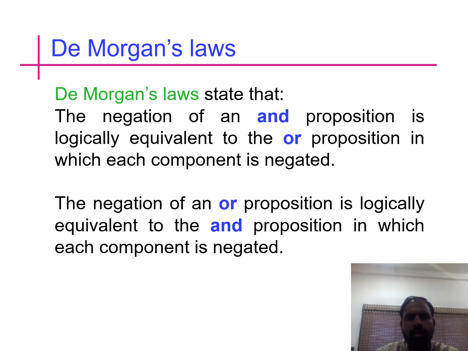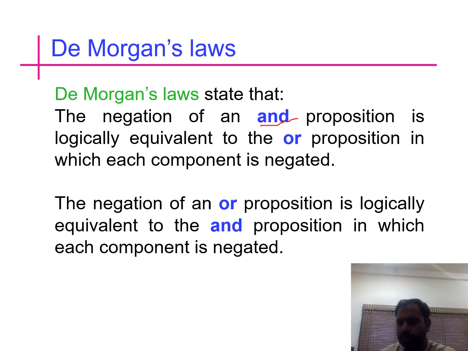Now we will discuss De Morgan's laws. De Morgan's laws state that the negation of an and proposition is logically equivalent to the or proposition in which each component is negated. Please read the statement carefully. The negation of an and proposition is logically equivalent to the or proposition in which each component is negated.